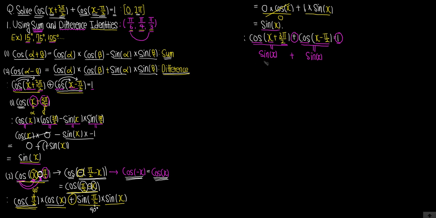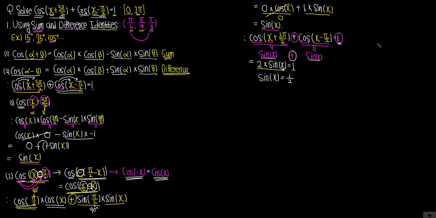We have like terms, sine x and sine x. If we add the like terms and there are two of them, then there will be 2 times sine x, and that is equal to positive 1 according to our question. Our question is asking us to solve for x, the input that makes 2 times sine x equal to positive 1. To solve for x, all we have to do is isolate it. So we divide by 2 on both sides, and we get the sine of x is equal to 1 over 2.